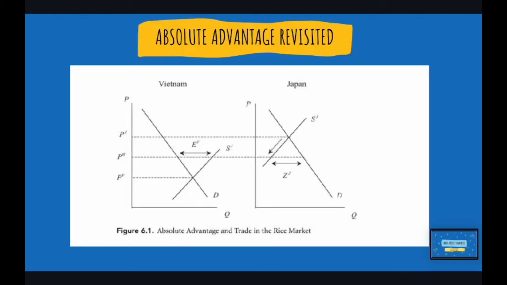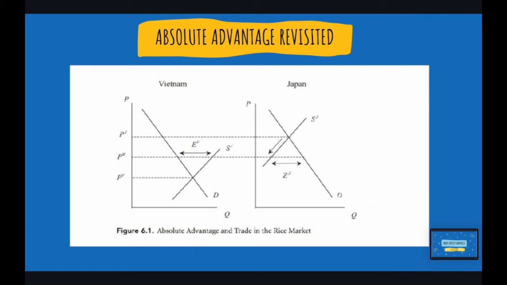Moving on to the next slide, there is absolute advantage revisited, and we recall from chapter 2 that it was already explained by the other groups. As you can see in this curve, we assume that the demand in two countries is exactly the same, and the supply conditions in the two countries are such that Vietnam's supply curve for rice is farther to the right, as you can see here, and Japan's supply curve tends to be on the left.